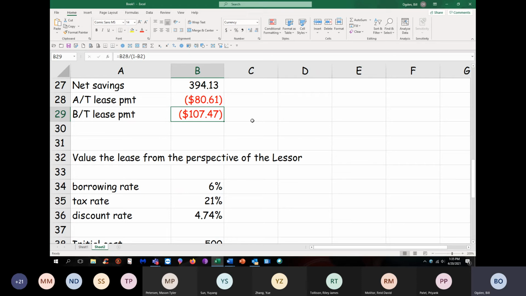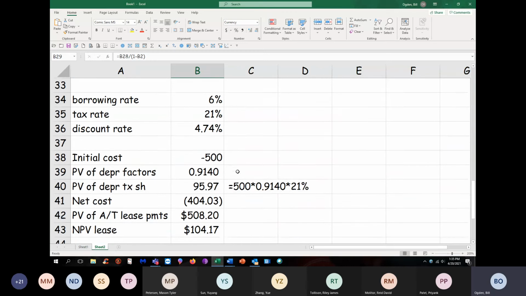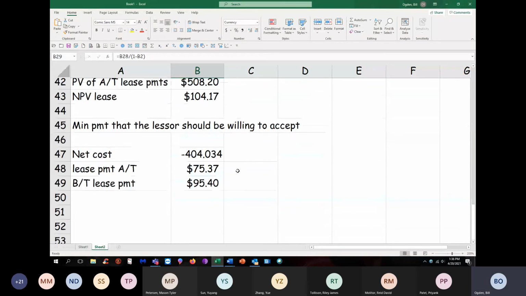Just to whet your appetite for a little bit of interesting calculations, it will not be that difficult to find the lease payment which provides both parties with the same NPV. We can do that. Not for today, but let me show you some other things you can do here now. I've got a few other things I'd like to show you.